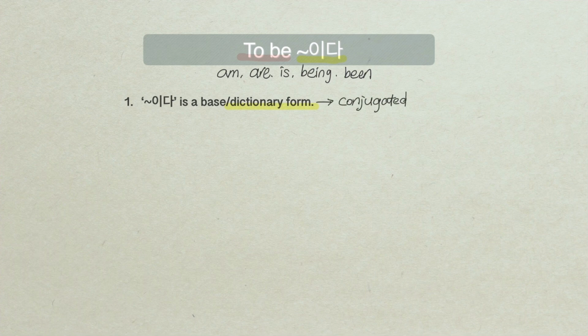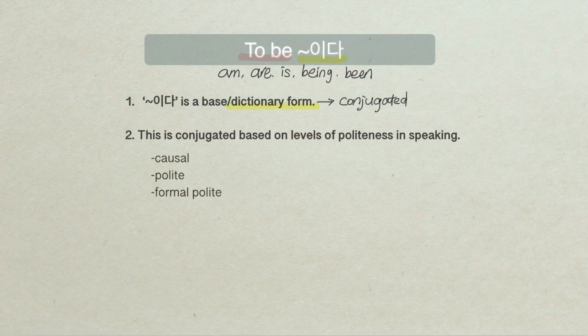While English to be is conjugated by who the subject is, first person, second person, or third person, to be, 이다, in Korean is conjugated based on politeness. There are many levels of politeness in Korean grammar. The most basic levels are these three: casual, polite, and formal polite.